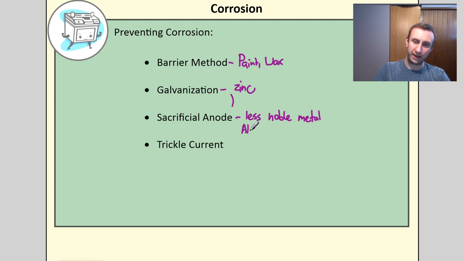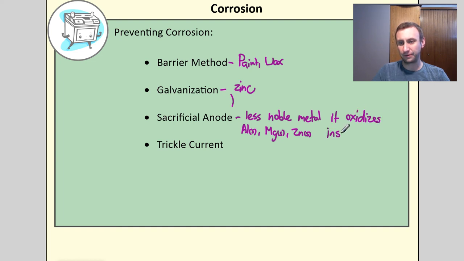Often it would be something like aluminum, magnesium, zinc, and it oxidizes instead of the iron. So it's saving the iron by oxidizing instead, which is really neat. So that's how a sacrificial anode works.